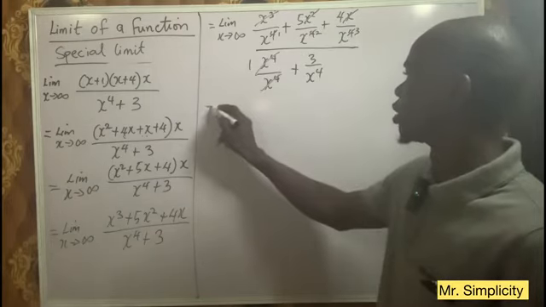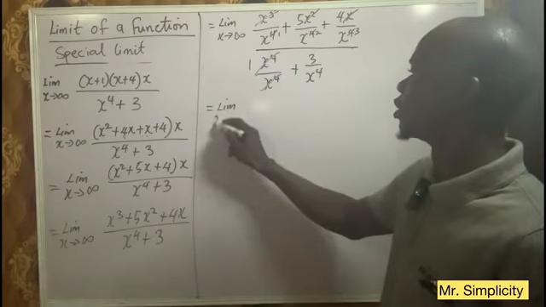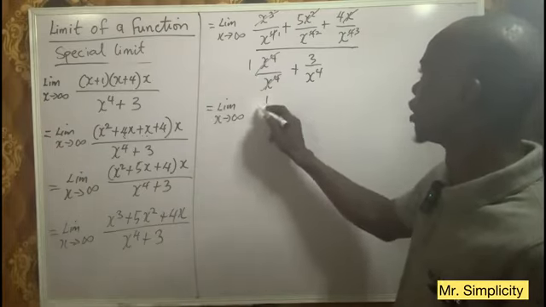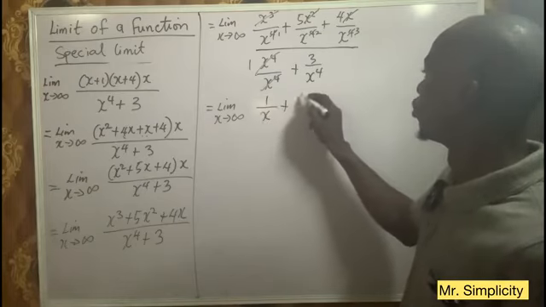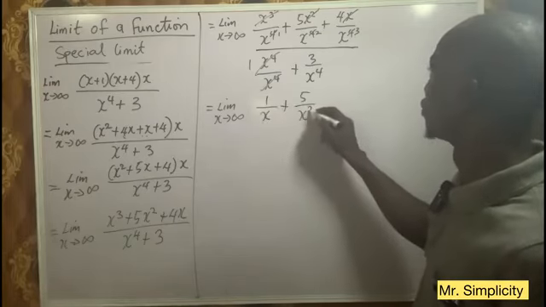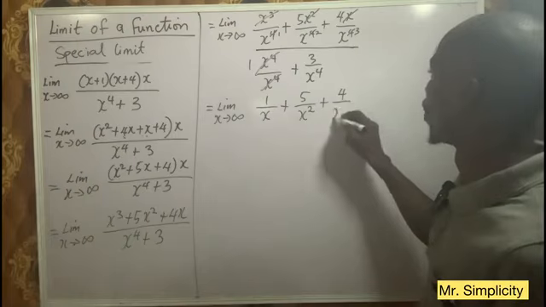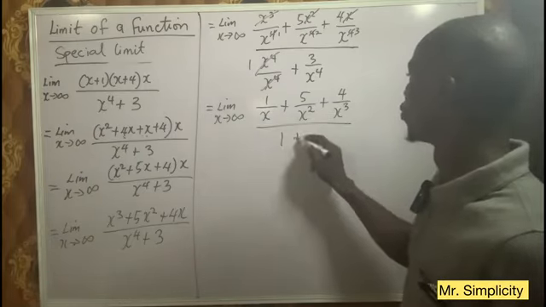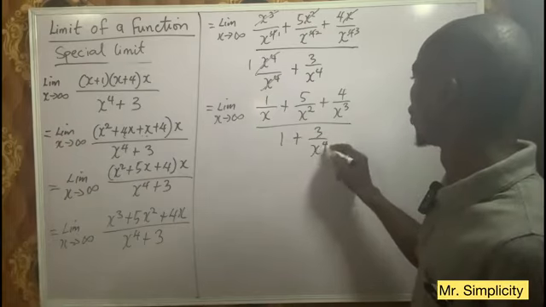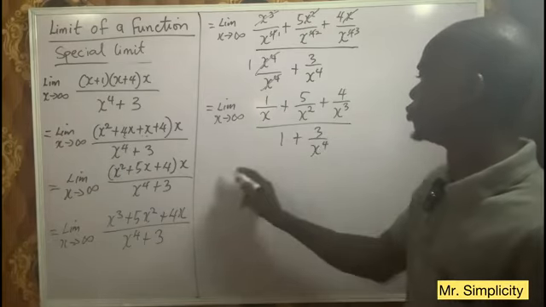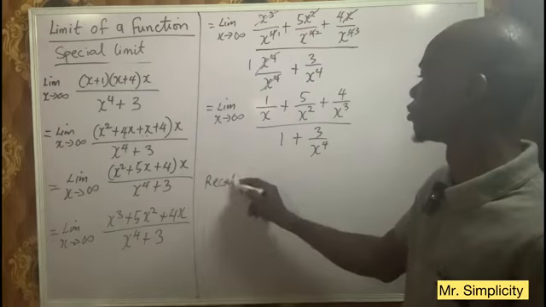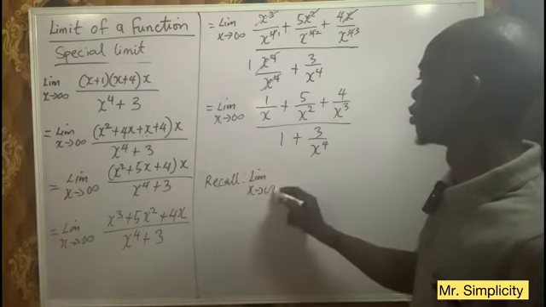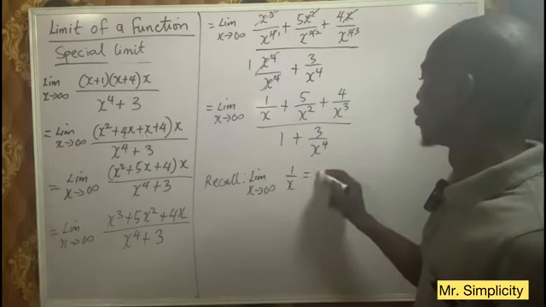So if we write what is left, limit as x tends to infinity, we have at the numerator 1 over x plus 5 over x squared plus 4 over x cubed all over 1 plus 3 over x raised to power 4. So now recall that limit as x tends to infinity 1 over x is 0.